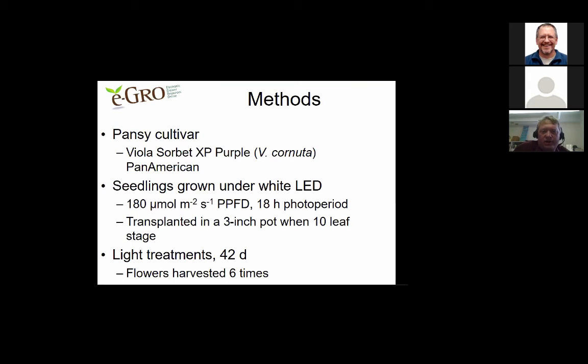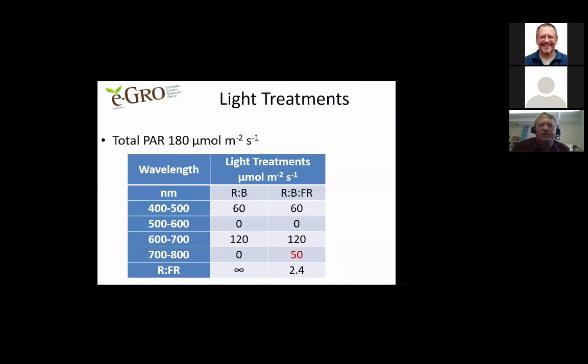Seedlings were grown under white LEDs at 180 micromoles photosynthetically active light for an 18-hour photoperiod. These were transplanted into 3-inch pots. And then after the seedling stage, we grew them on for 42 days under a couple different light treatments, and then harvested flowers over time. So here we're thinking about growing this viola for edible flowers.